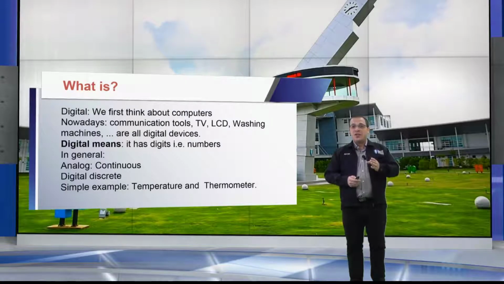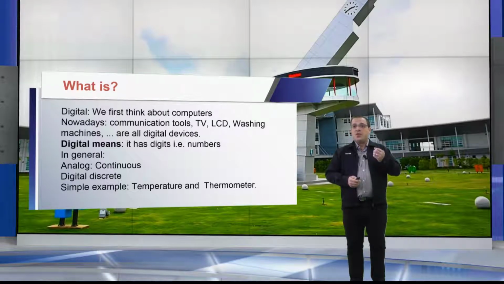We need to differentiate between digital and analog. In general, we can say analog is continuous. When we say it's an analog device or analog system, it's a continuous system. When we speak about digital, it's a discrete system. A simple example is the temperature and the thermometer. The temperature is a continuous value, a continuous parameter. It's always changing, okay? But the thermometer is digitizing this physical thing.